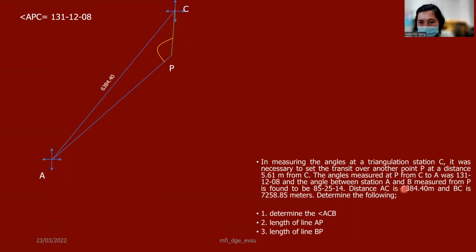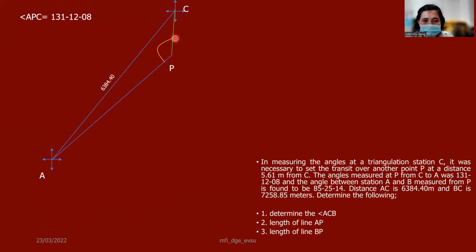So we have angle B. We have another station, which is P. Given is our horizontal angle, which is 85 degrees, 25 minutes, and 14 seconds. This is the measurement from C, P, and B. So for this angle, you measure 85 degrees from C, then you turn the instrument up to 85 degrees, 25 minutes, and 14 seconds. Then you can find point P somewhere along this line.